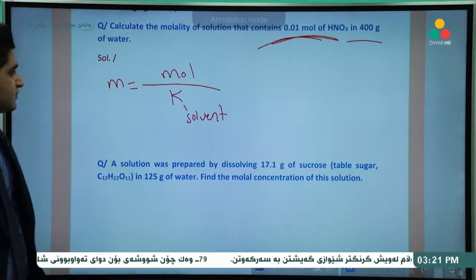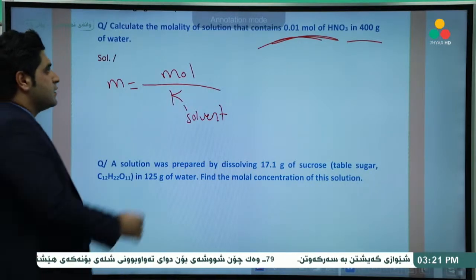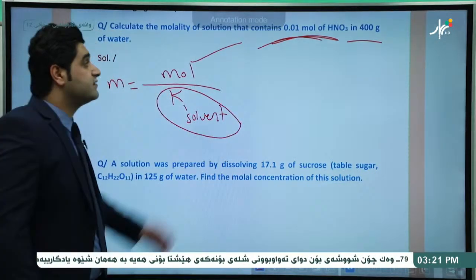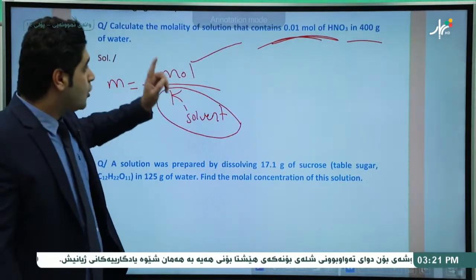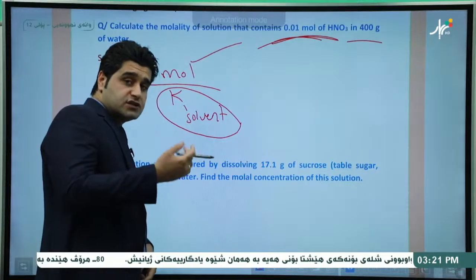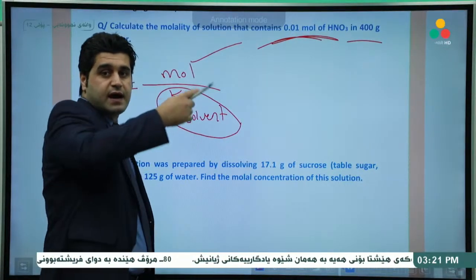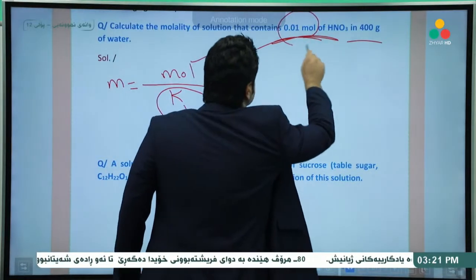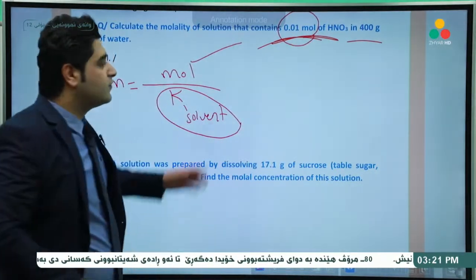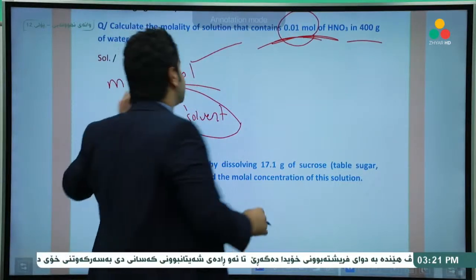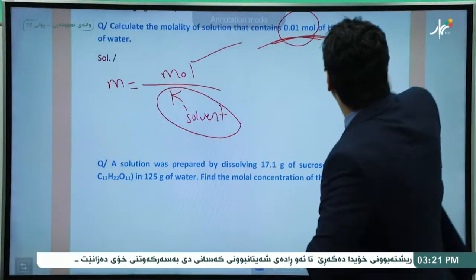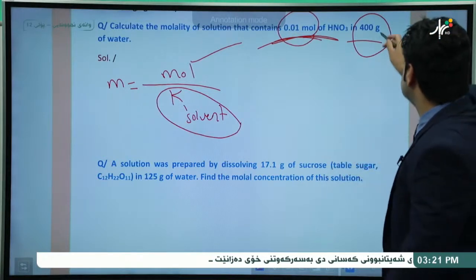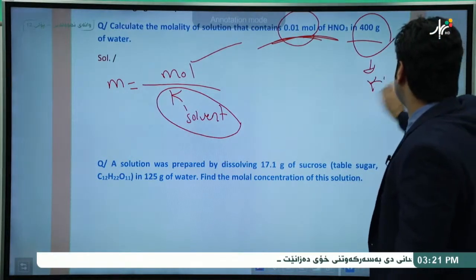Per kilogram of the solvent. Good. We have number of moles, but we don't have a kilogram. We have a gram. Always, the given information about the solute should be in the number of moles. And for the solvent, we should convert the information into kilogram, if it's not kilogram, of course. Now it's gram, so we should convert into kilogram.